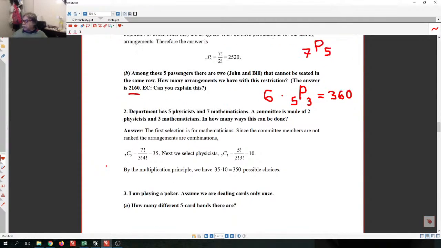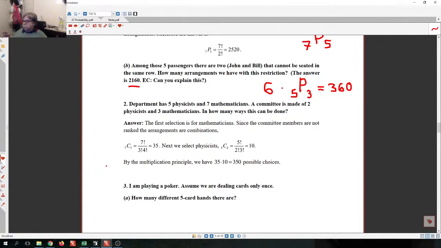Okay, let's see the second problem here. The second problem talks about selection of a committee of 5 people from a department of mathematics and physics, when you have 7 mathematicians and 5 physicists. And we are selecting 3 mathematicians and 2 physicists. You can imagine yourself in the position of a dean of the school who needs a committee of 5 people from this department. So he looks at the department: I have 7 mathematicians, 5 physicists. I need some kind of proportionality, so I'm going to take 3 mathematicians and 2 physicists. In how many ways can I do that?